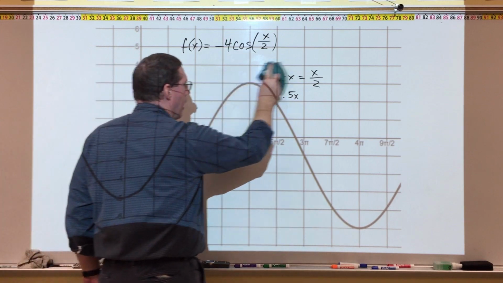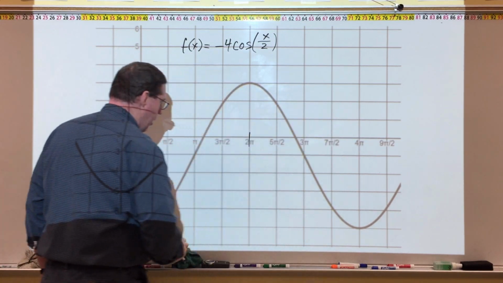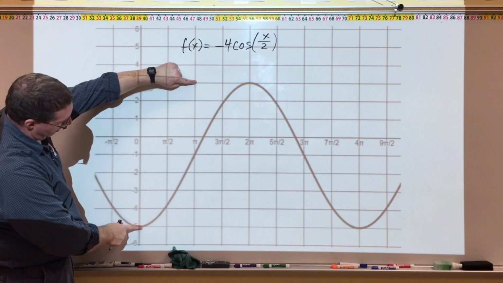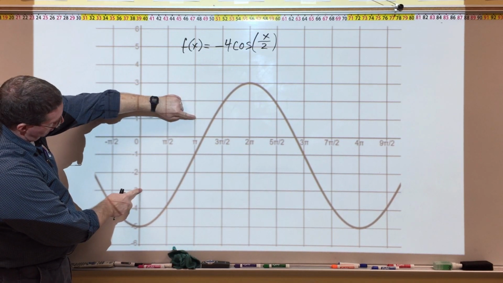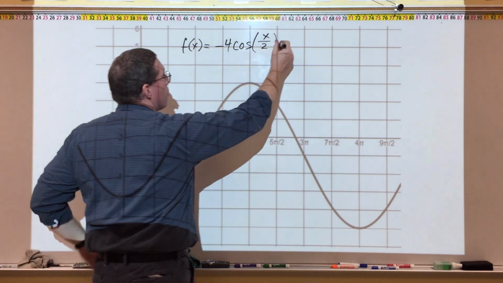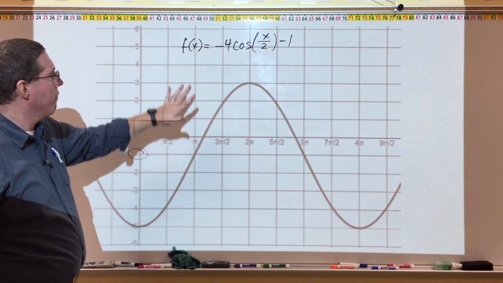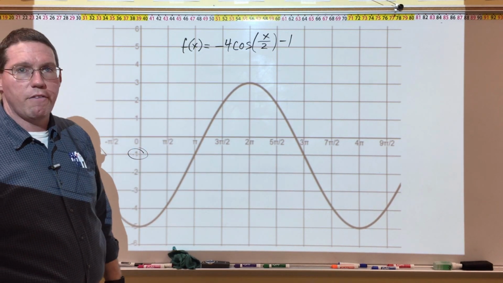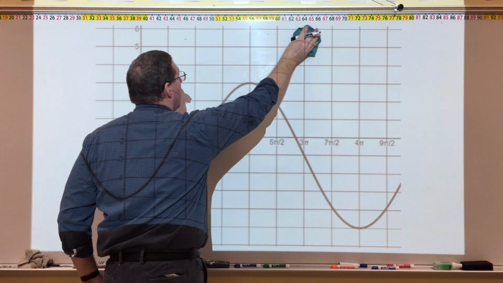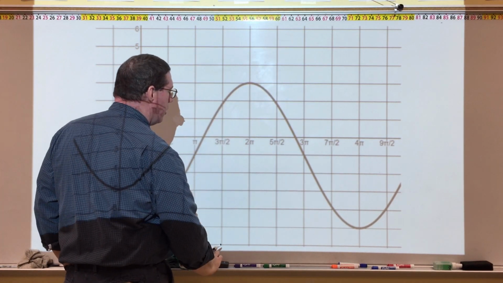The last thing we need now is the vertical shift. So let's go to the top and the bottom. Here's the bottom, here's the top. Go halfway between. There, there, there, there. It looks like the halfway is negative 1. So we'll put a minus 1. And this is the graph of negative 4 cosine of x over 2 minus 1. Okay? All right, good. Now let's do question 14.